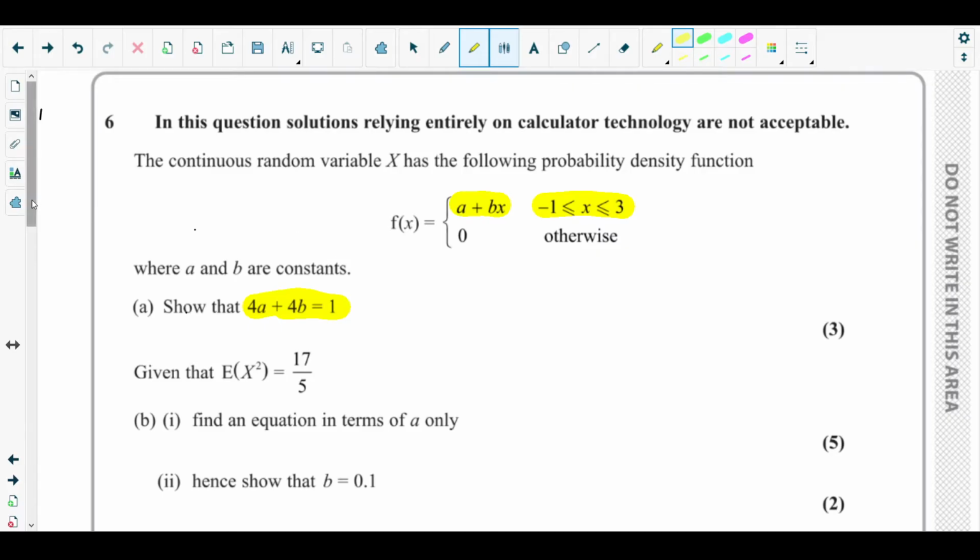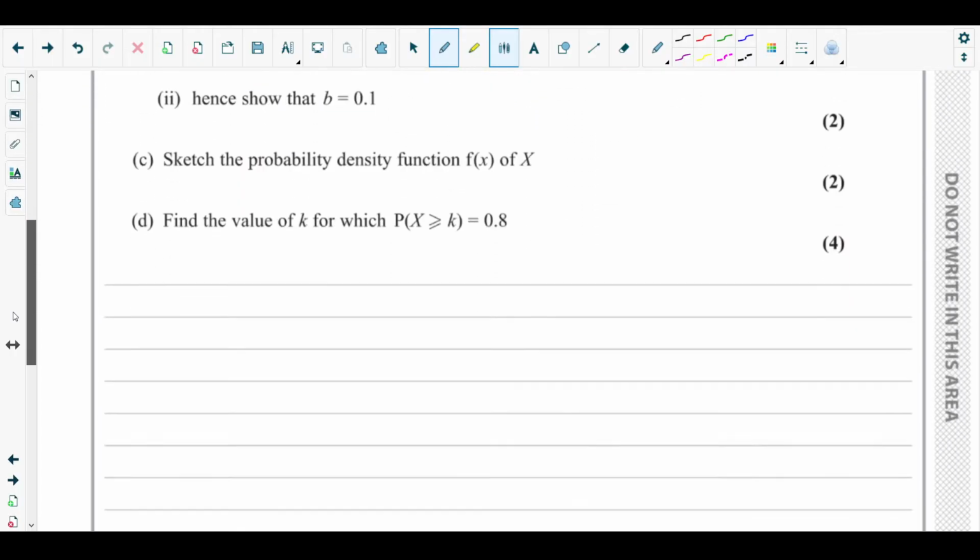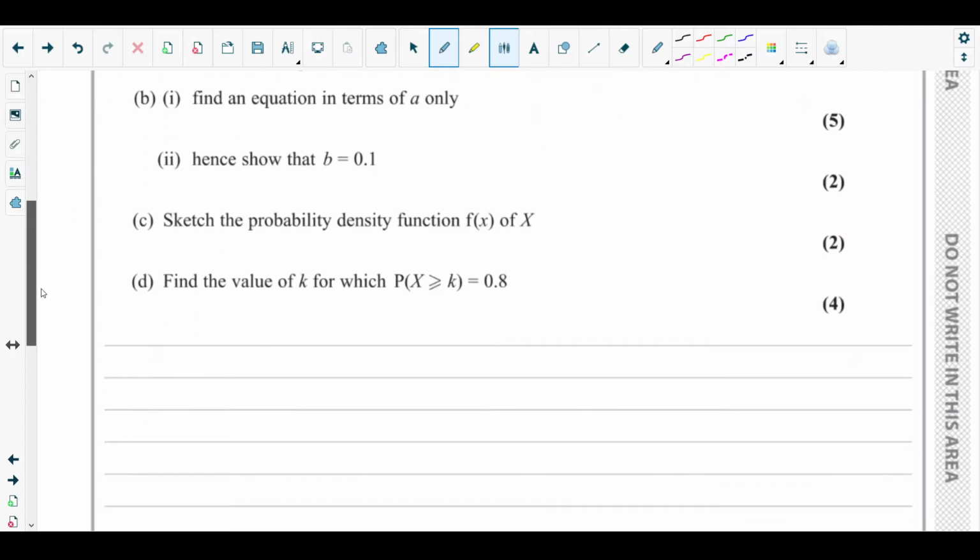So how can we show that? This is very straightforward, it's just 3 marks. Now look, at first consider one thing. We know that the probability density function gives you the probabilities of the outcomes. So integrating the PDF, you will get the CDF, the cumulative distribution function. So if you integrate this PDF over the whole interval, the total probability would be 1, because in statistics the sum of all the probabilities of all the outcomes should be 1.